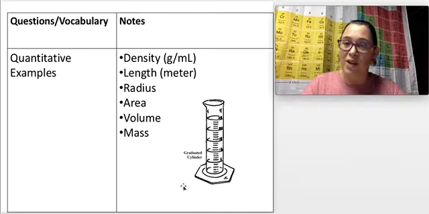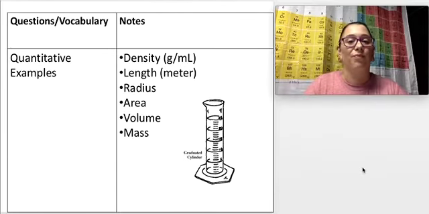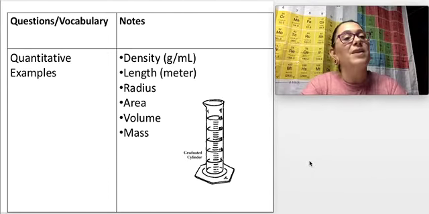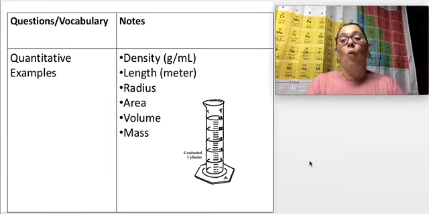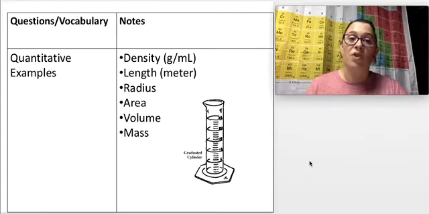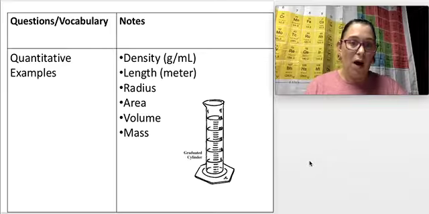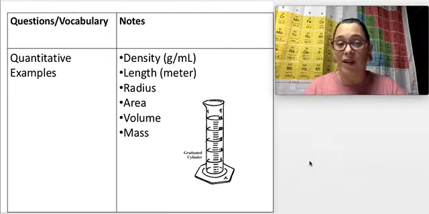And here's a picture of a graduated cylinder. We will use these a lot when we get into class. So again, qualitative is when we talk about qualities, things that don't involve numbers. Quantitative, we're looking at things that involve numbers. I hope that makes things a little bit easier to understand.